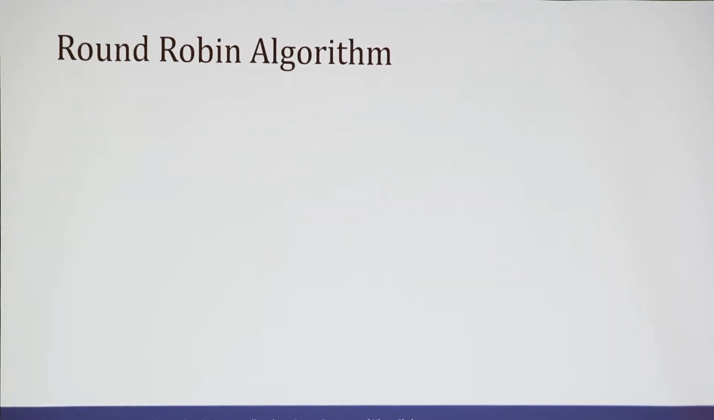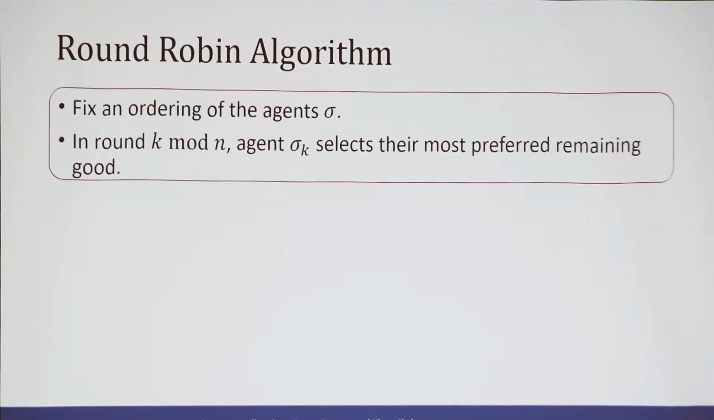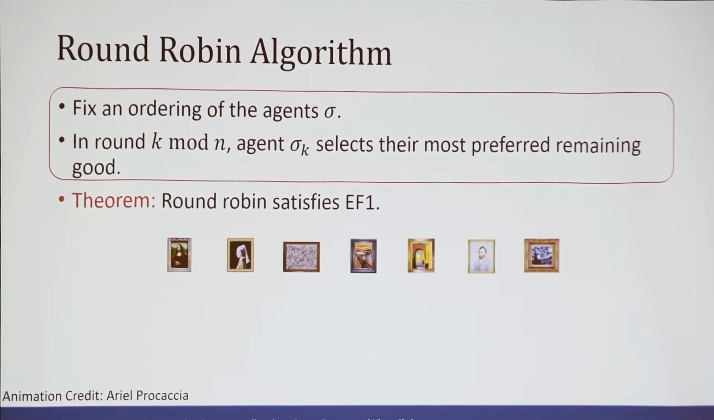The first question is, can we achieve allocations that satisfy EF1? So one classic way we can do this is by the round-robin algorithm. How round-robin works is we fix an ordering of the agents, say agent 1, 2, 3, and then in rounds we let these agents pick an item, their most preferred remaining item, in order. So agent 1 picks an item, then agent 2, then agent 3, then agent 1, and so on. And it's pretty easy to see that this round-robin mechanism satisfies EF1.